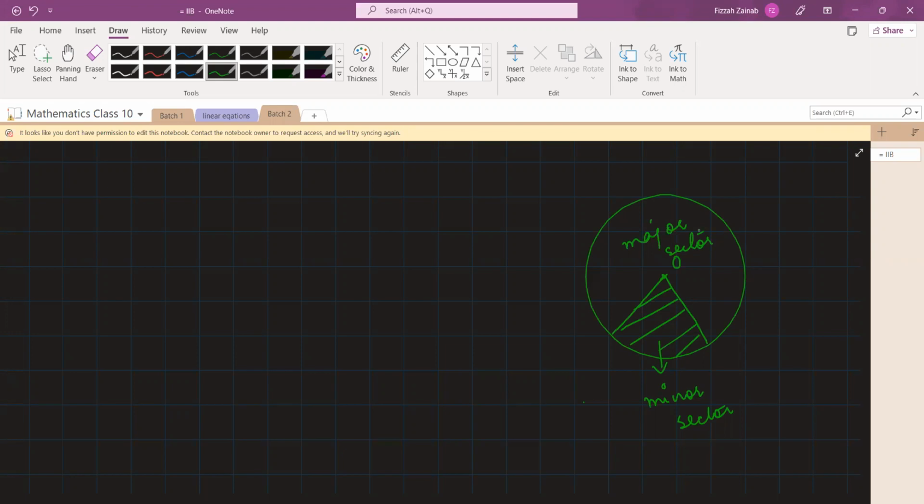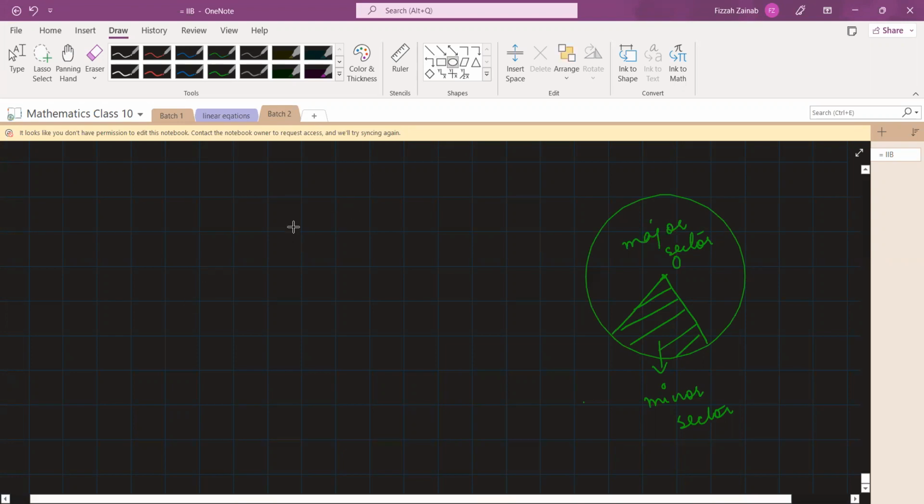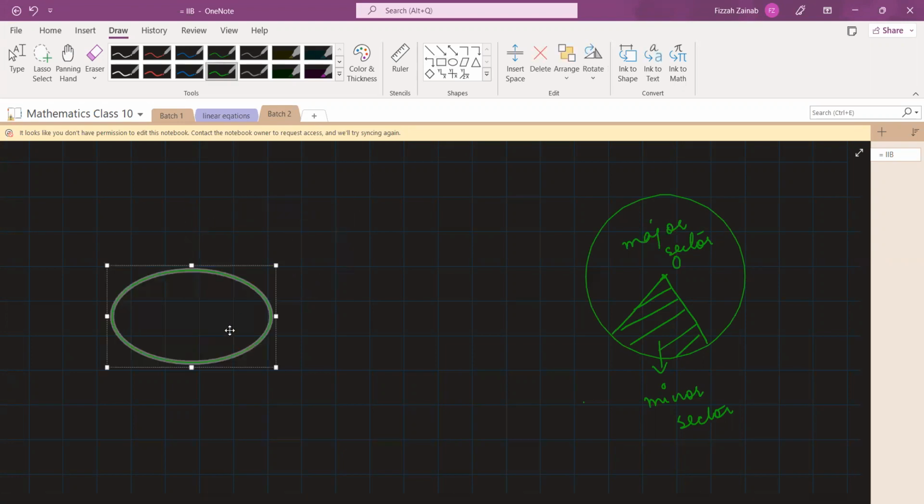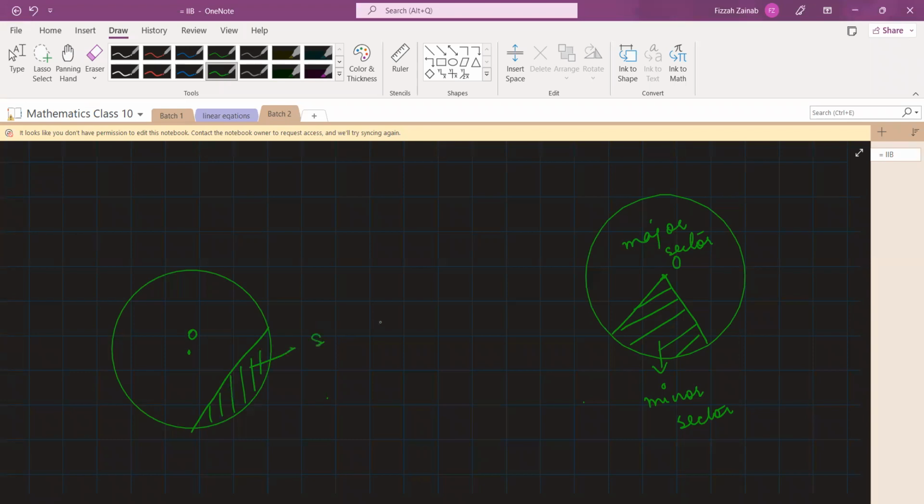Now there's another thing. Again you have a circle, and this is the center O. I'm not touching O. I'm just cutting the circle, something like this. Let's say this portion I'm cutting out. What is this portion called? This is called a segment. Obviously this is the minor segment, and the remaining portion will be called the major segment.